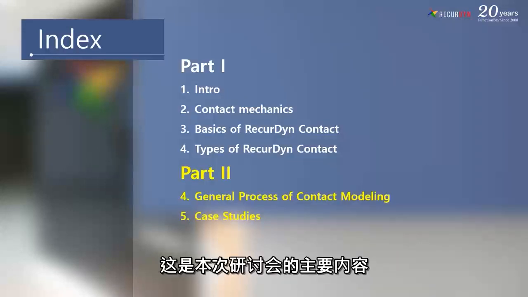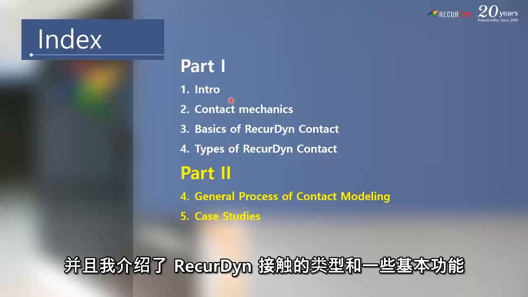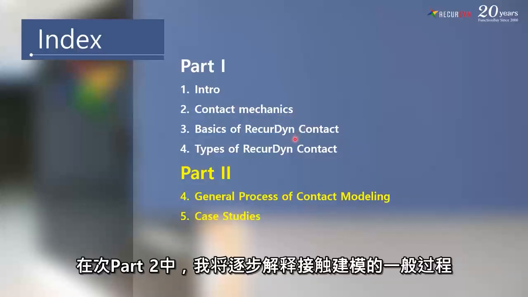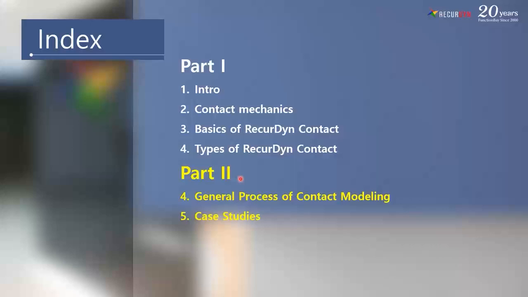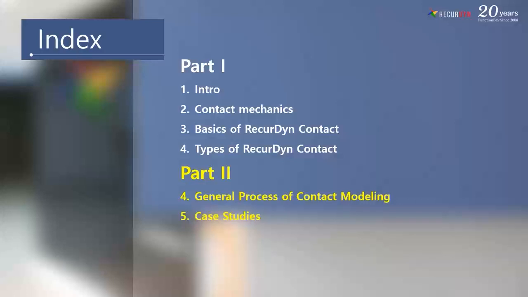This is the index of this seminar. In part 1, I introduced contact mechanics and the basics of RecurDyn contact briefly, and I introduced the types of RecurDyn contact and some basic functionalities. In this part 2, I will explain the general process of contact modeling step by step. Finally, I will show some case studies to demonstrate how to determine the contact type and how to use the parameters.